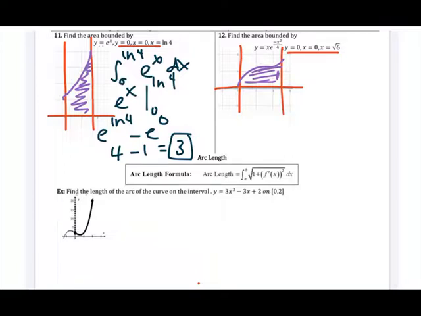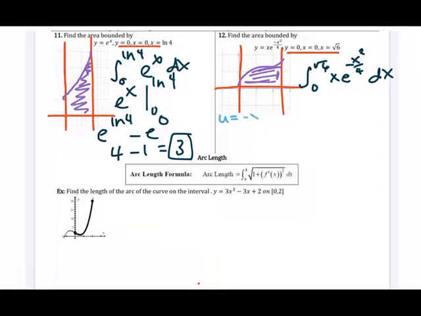On number 12, we're going to be integrating from 0 to the square root of 6, and we're going to be integrating x times e to the negative x squared over 4 with respect to x. You can reverse the chain rule here, but since this is kind of new and I know some of you aren't that comfortable with that, I'm going to use u substitution.